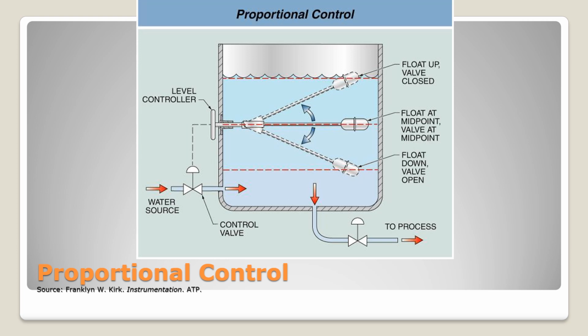The further away we get from the desired level or the set point, proportionally the valve is more or less open. So the further we are away from the set point, the more the valve is open or the more the valve is closed. In other words, the action of the valve is proportional to the error we have from the set point.